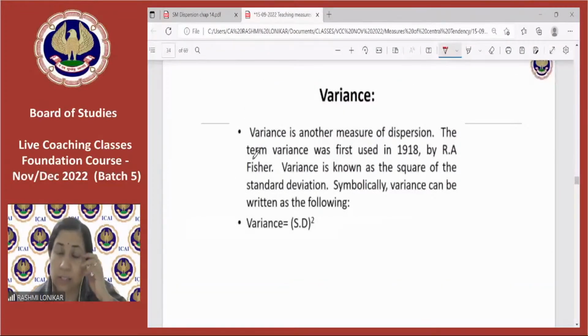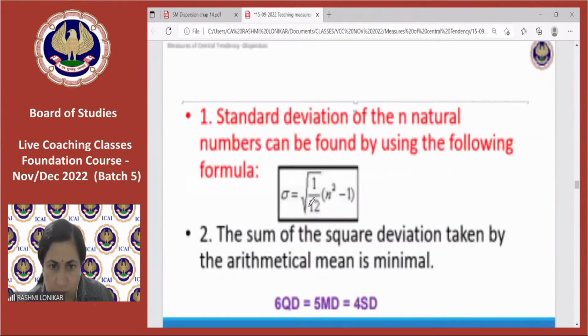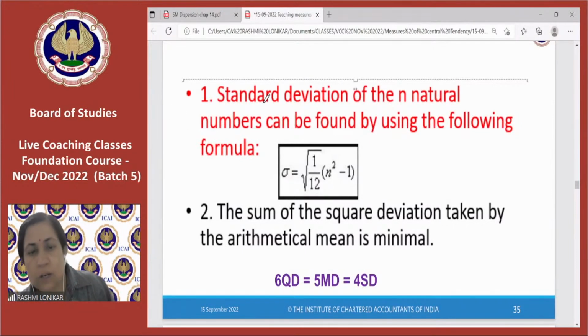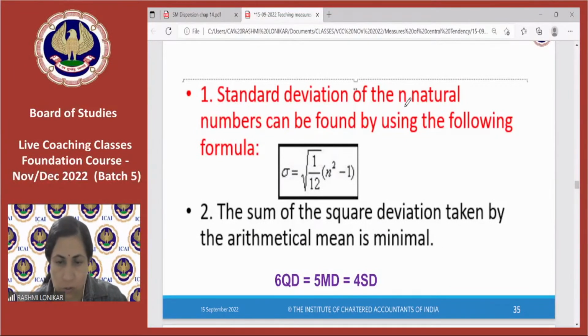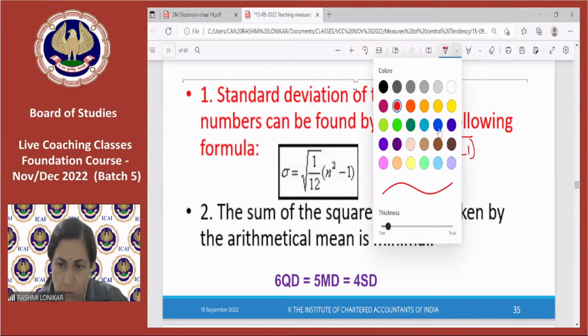So variance is another measure of dispersion. The term variance was first used in 1918 by R.A. Fisher. Variance is known as the square of the standard deviation. And this is also one important formula. Standard deviation of n natural numbers can be found out using the formula sigma is equal to square root of 1 upon 12 (n square minus 1). The sum of square deviations taken about the arithmetical mean is minimal. This is also an important property that you need to know.